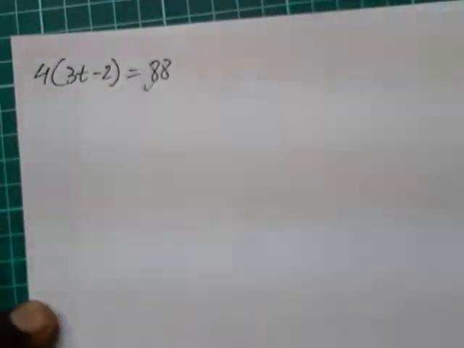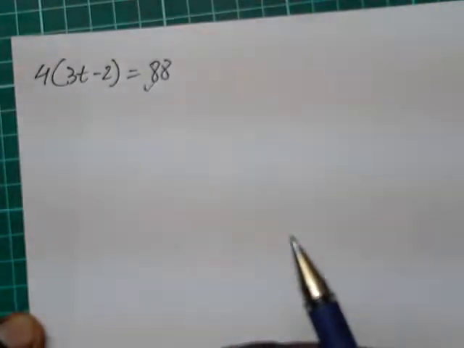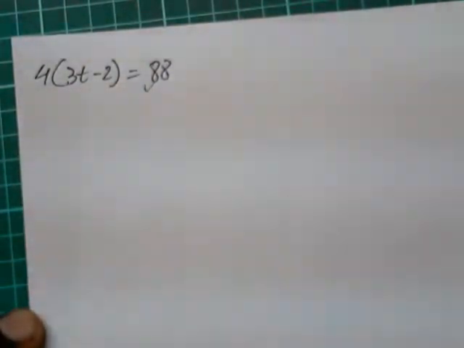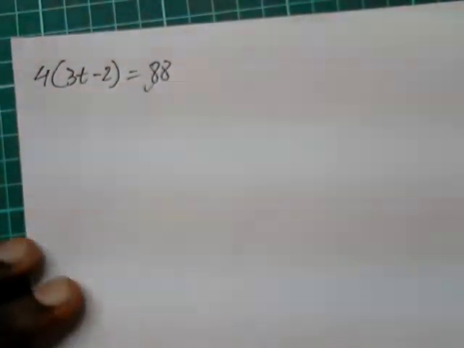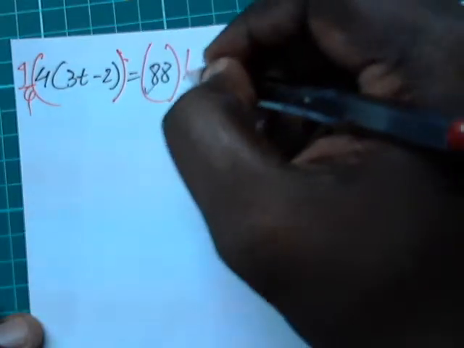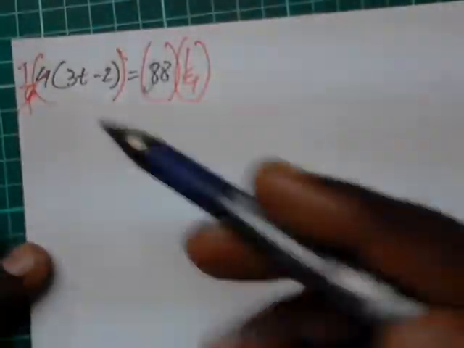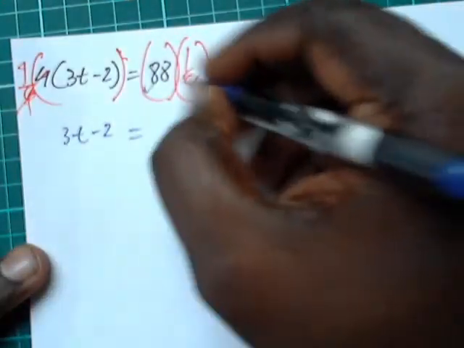Okay, welcome back. The first thing I want to do is ask which is the easiest to kill. The easiest to kill here is the 4. So what I'm going to do is times here by 1 over 4, and times here by 1 over 4. This will kill the 4, and what I will get is 3t minus 2 equals 88 over 4, which is 22.